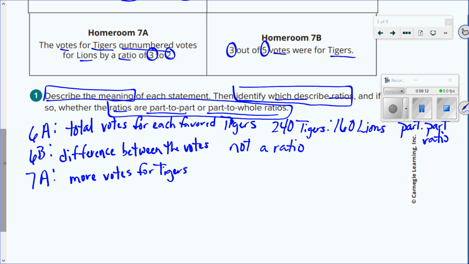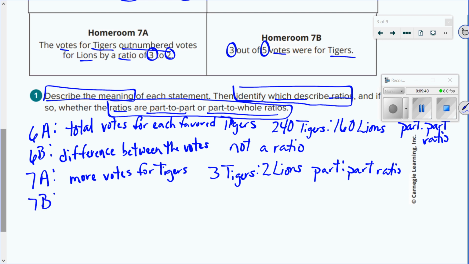So this one is a ratio. What's the ratio? It says 3 tigers to 2 lions. That would be my ratio. So what type of ratio is this one? Sophia? Part to part. You seem to be the one person in here that knows what ratio types are. So that's a part-to-part ratio. She's just great.